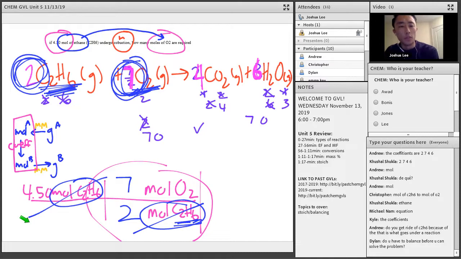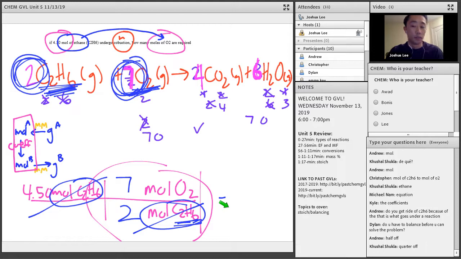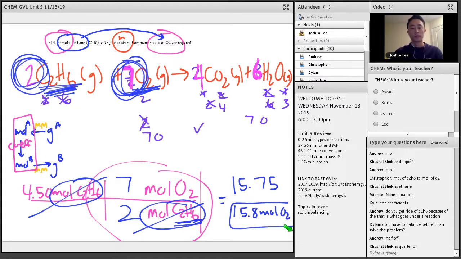What happens if you don't balance your equation? Are you guys going to get the right answer? No, it'd be more than a half off. Because if you don't balance, you don't get the correct coefficients. So that's why coefficients are important. No, you get the whole thing wrong. So 15.75 with 3 sig figs is 15.8 moles of O2. So that's all Stoich is.